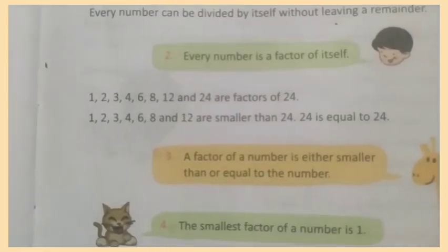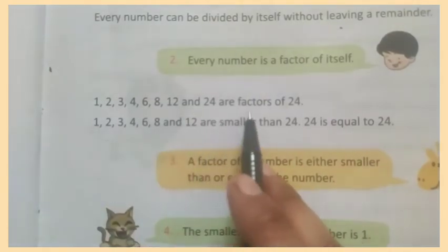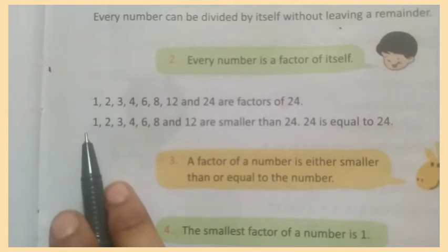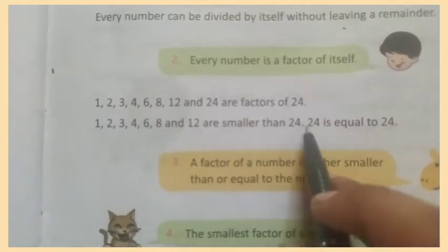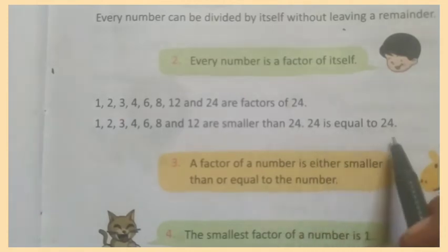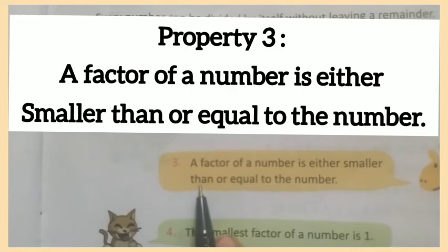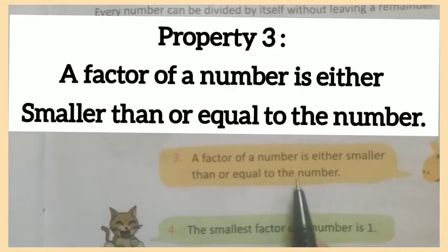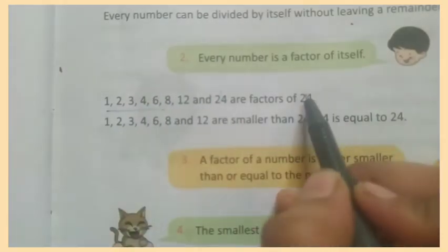Now 1, 2, 3, 4, 6, 8, 12 and 24 are factors of 24. Here 1, 2, 3, 4, 6, 8 and 12 are smaller than 24. 24 is equal to 24. A factor of a number is either smaller than or equal to the number. Means we will get the factors either smaller than the number.